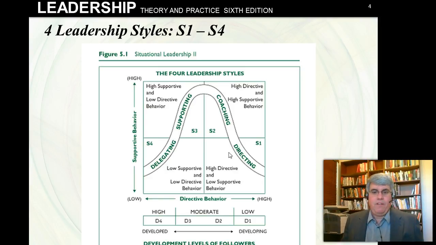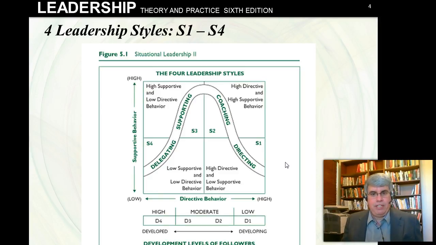So we've got the 4 same combinations as before in the Blake and Mouton managerial grid, the leadership styles approach. But now we've got a path to follow. That's what this, it looks like a bell curve going through there, is: we're supposed to follow this path according to the situation.